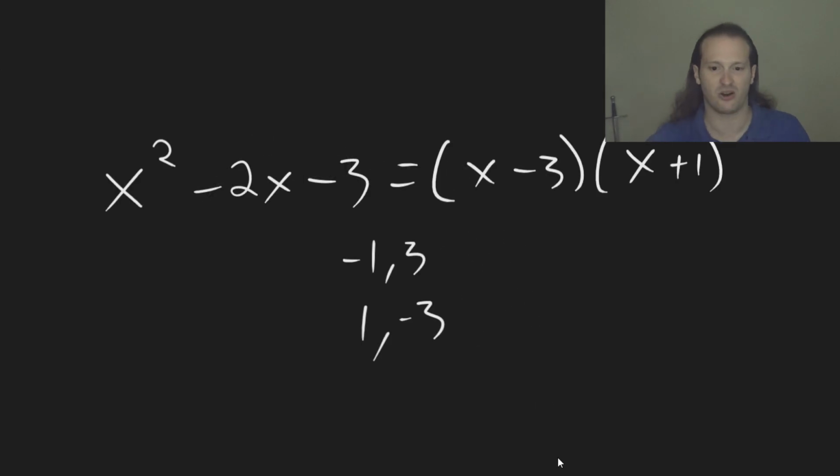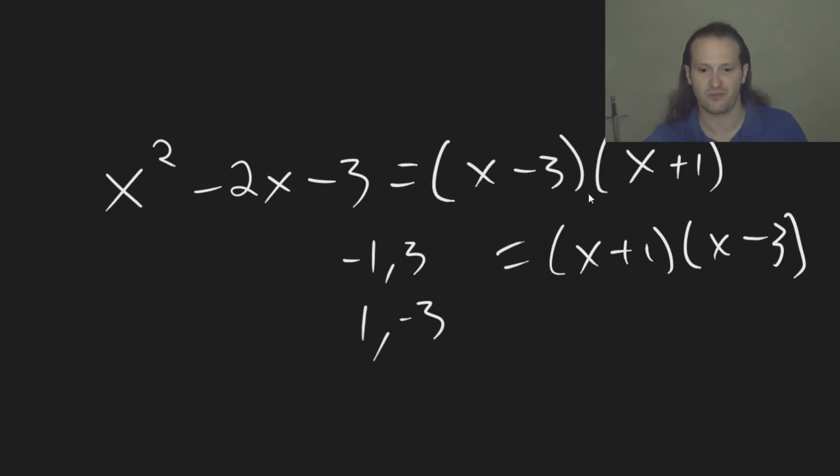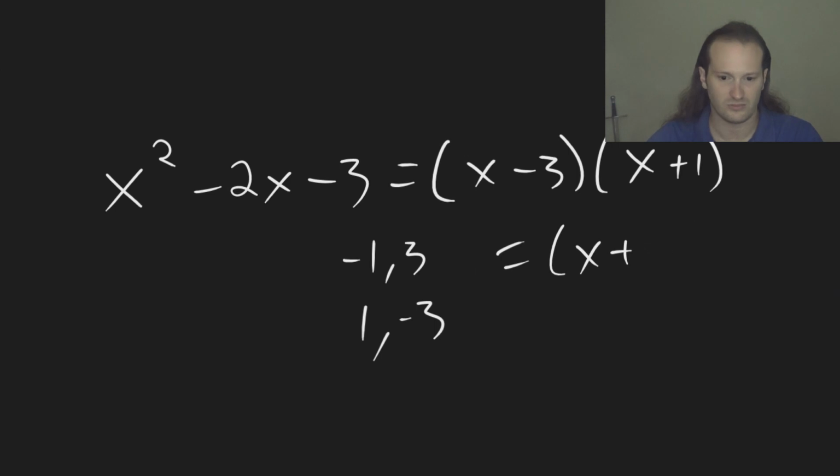It doesn't matter in which order you write these factors. So I could have written them like this, and it's the same because multiplication is commutative. We can rearrange this blob and this blobette to switch spots, and it's going to be the same product. So don't worry about that.